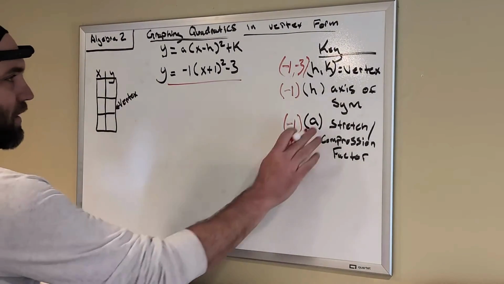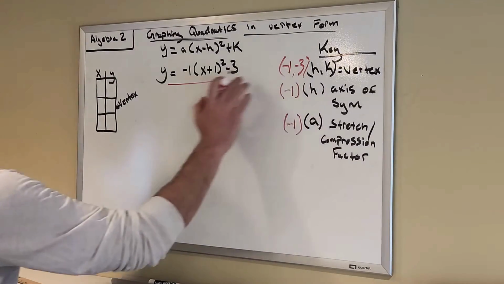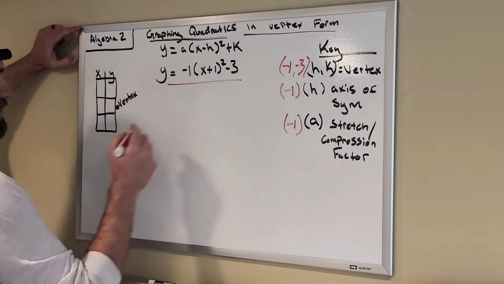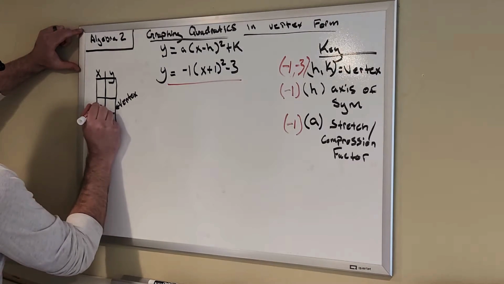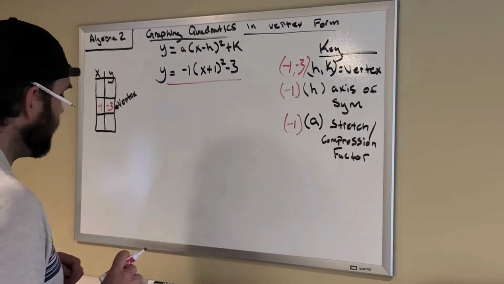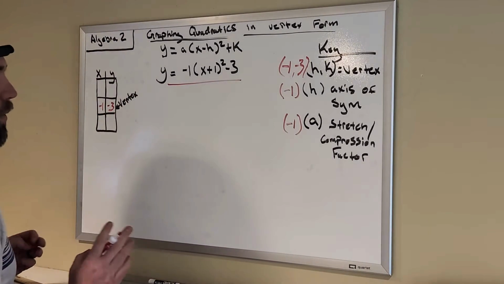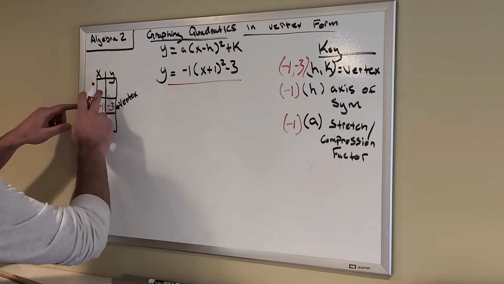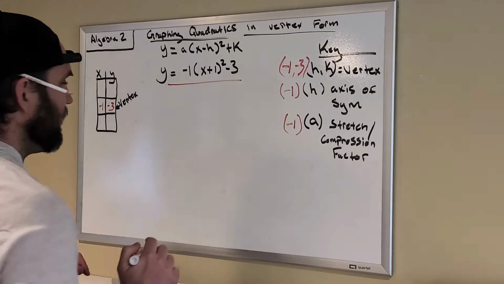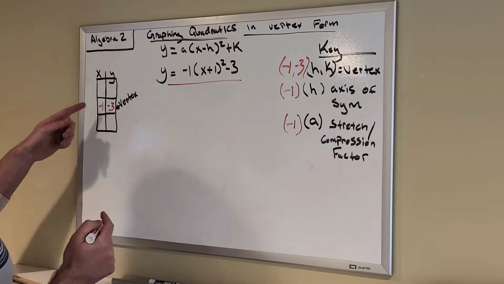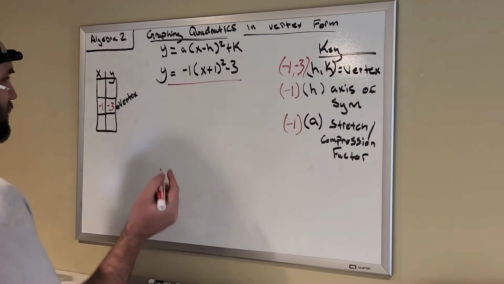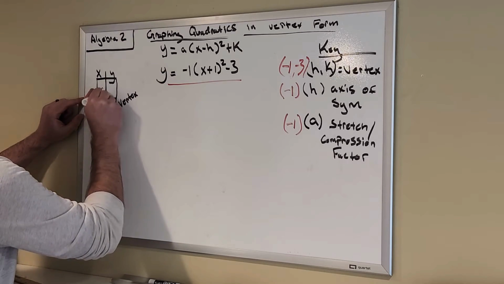But right now, I'm going to take my vertex and put it over here in this little grid I made. So I have -1, -3. Perfect. And then I want to solve this equation for one more value. I already have -1 for an x value, so I'm going to go 0. 0 seems like a good value to use.